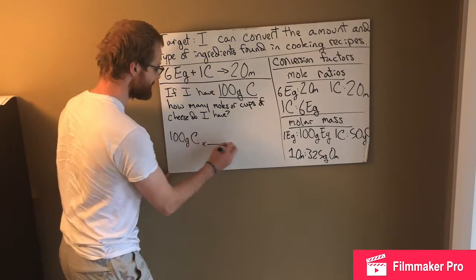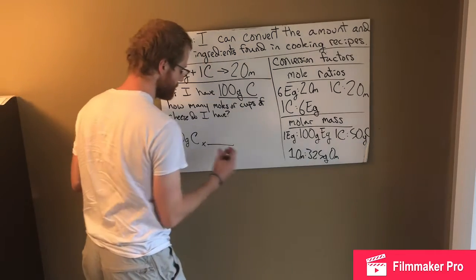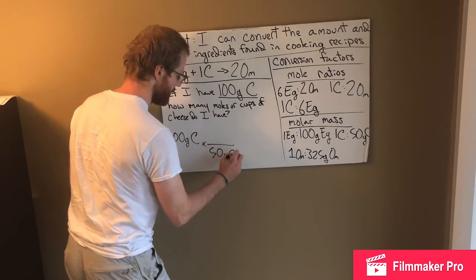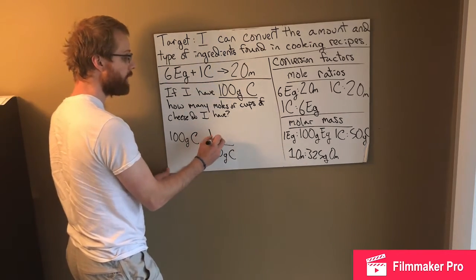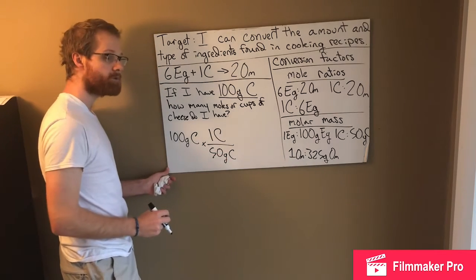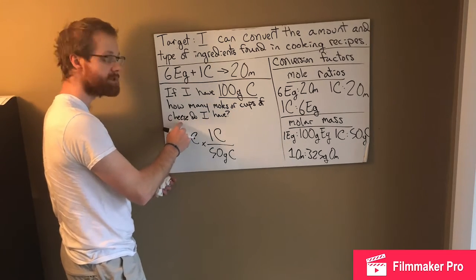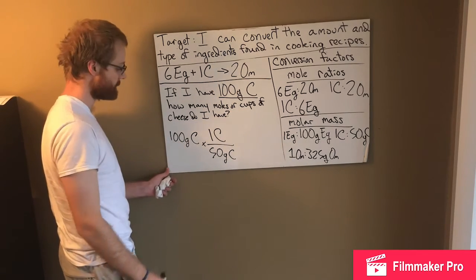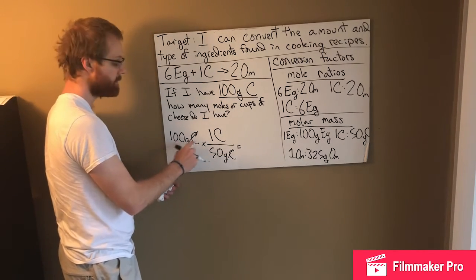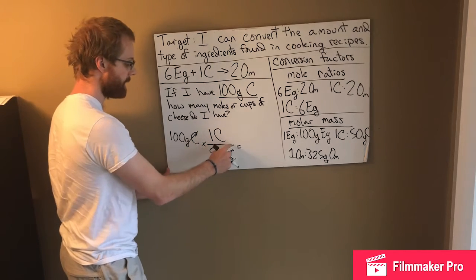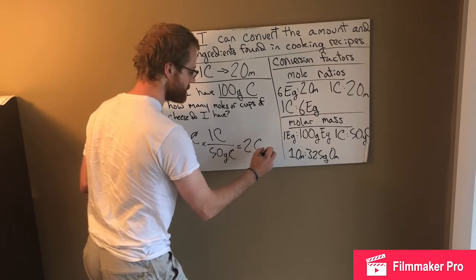So what I can do is use that ratio just like we have in the past. I can put 50 grams of cheese on the bottom because I'll need them to cancel out. And I can put 1 cup of cheese or 1 mole of cheese on the top, because that's the thing that I want to end up finding, cups of cheese. How much cheese do I actually have if I've got 50 grams of cheese? So my grams of cheese cancel out, and it's 100 times 1 divided by 50, or 100 divided by 50 is just 2 cups of cheese.